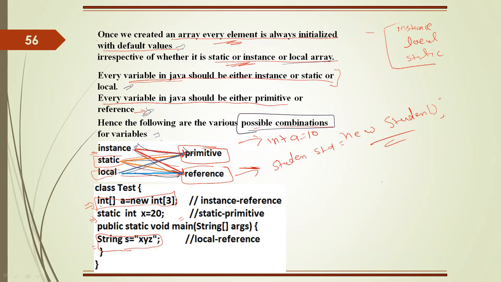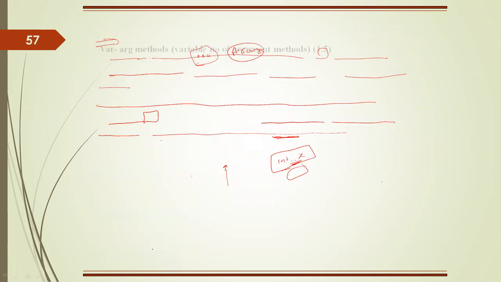In the test class, int[] a = new int[3] is nothing but an instance reference. Static int x = 20 means a static primitive. In public static void main, inside it, the local String s = ... this is an object, String is a class in Java, so it is a local reference.